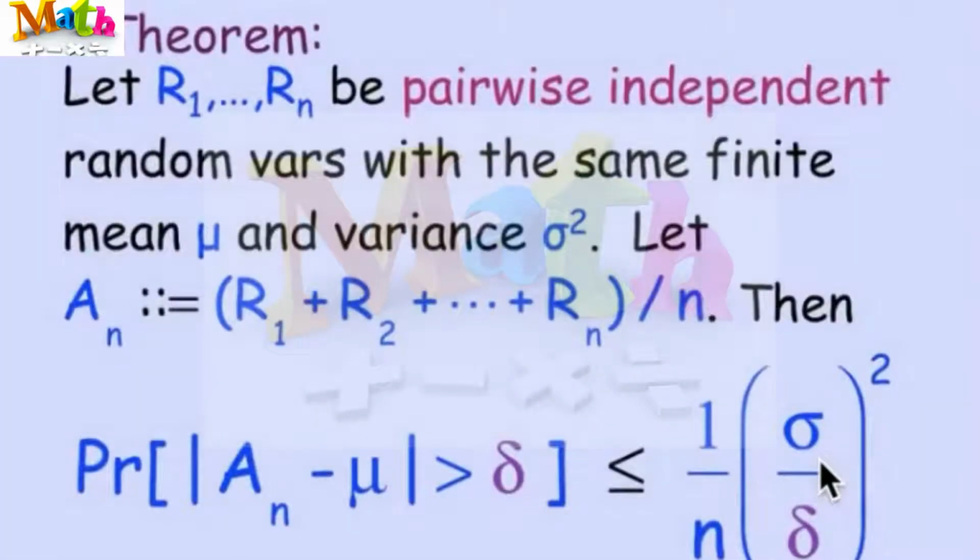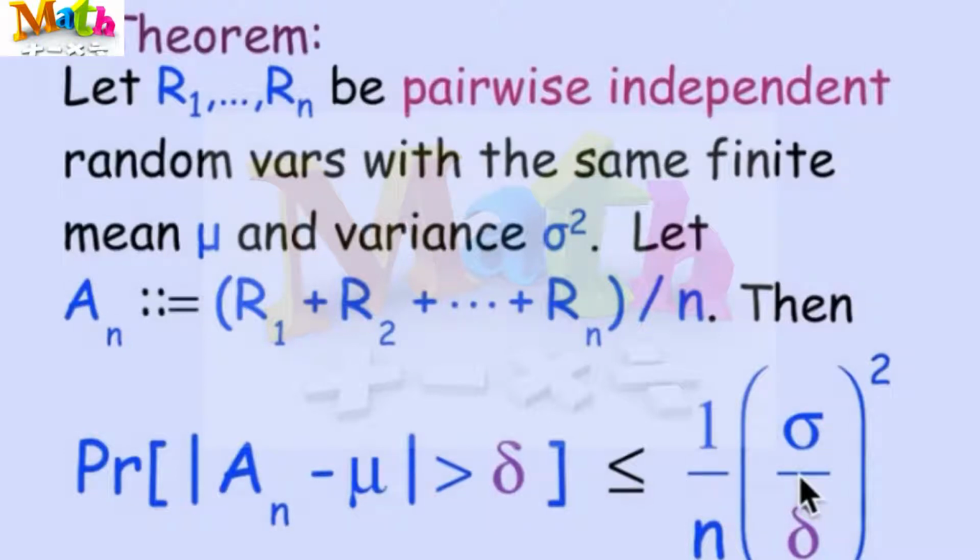So let's remember that our basic theorem says that if we have n random variables, pairwise independent, with the same mean and variance, and we look at their average, the probability that their average differs from the mean by more than a given tolerance delta is less than or equal to this formula here, which is the standard deviation over delta squared times 1 over n.